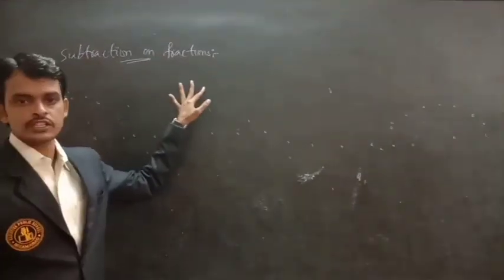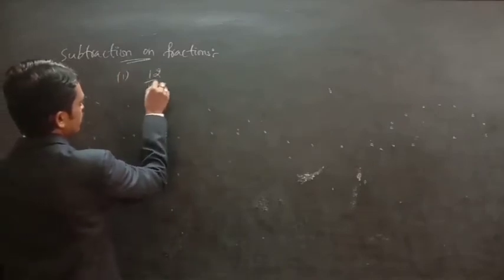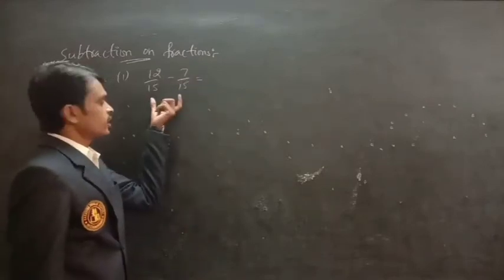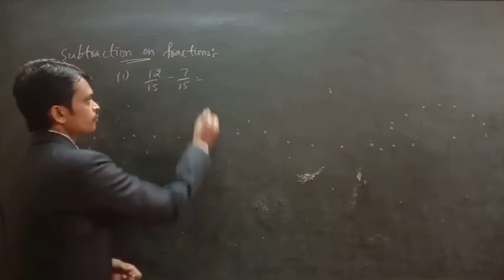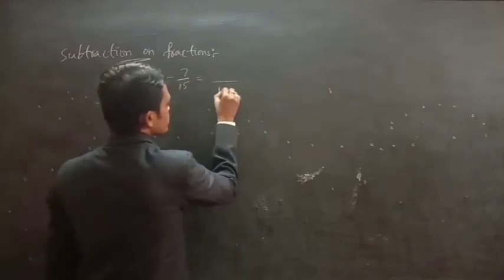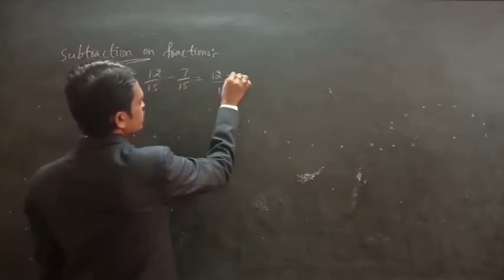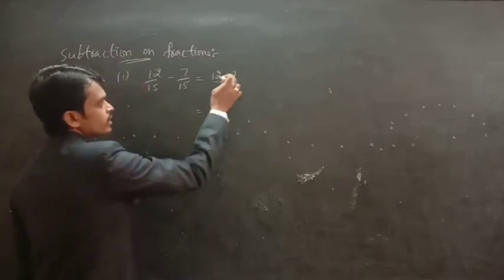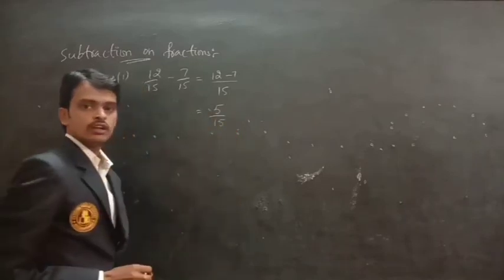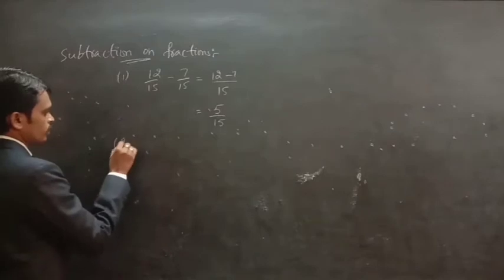Subtraction on fractions. First problem: 12 by 15 minus 7 by 15. Let us subtract these like fractions. If we have like fractions, where the denominators are the same, we write the denominator as it is. Then we subtract the numerators, 12 minus 7, which is 5. So the answer is 5 by 15. In this way we subtract like fractions. Let us go for one more problem.